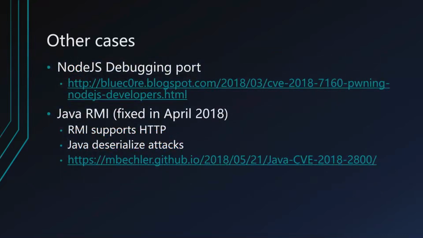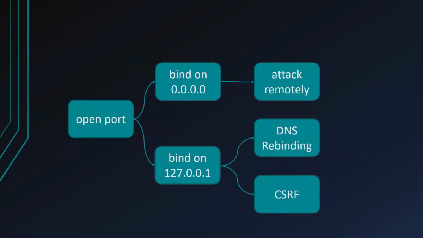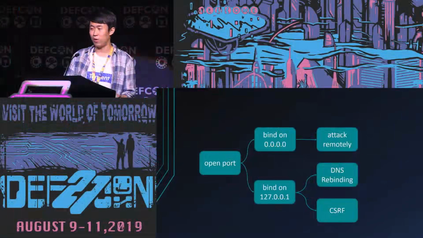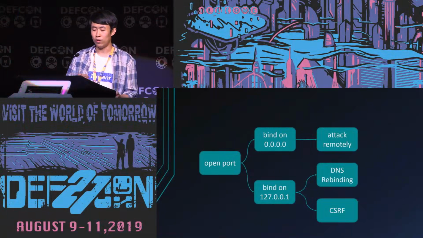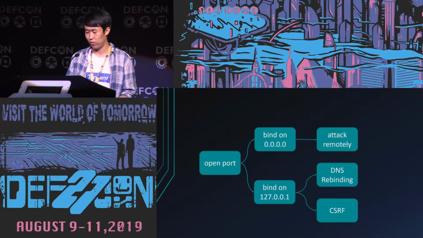And for the Node.js debugging port, Java debugging port, or Java RMI port, they may also be affected by a DNS rebinding attack or a similar attack. So if you find a port opened by an application, you can check whether it is bound to all interfaces or to localhost. So you can choose to attack them remotely, or use DNS rebinding, or set up an evil server to attack them.